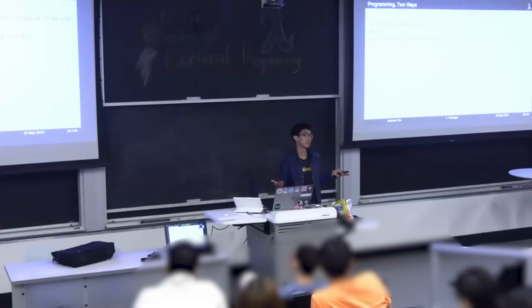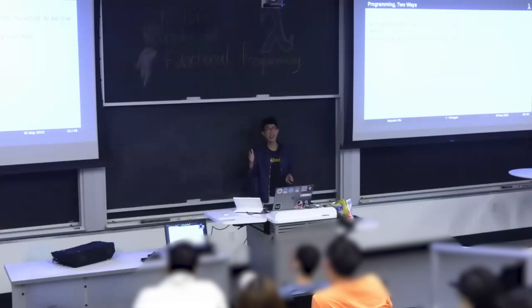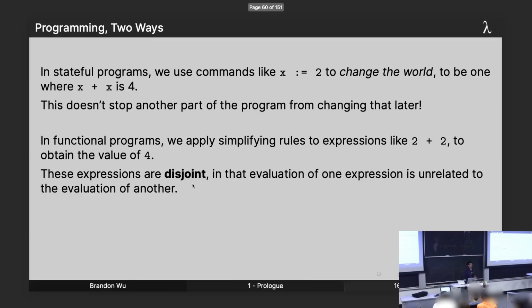I make mistakes. Everyone does. So let's not make mistakes. Let's not write bugs. In a functional program, I just have 2 plus 2. I can't change it on myself later. I can't make that mistake. The program prohibits me from doing that. And we'll talk about why that is in the next lecture a little bit.